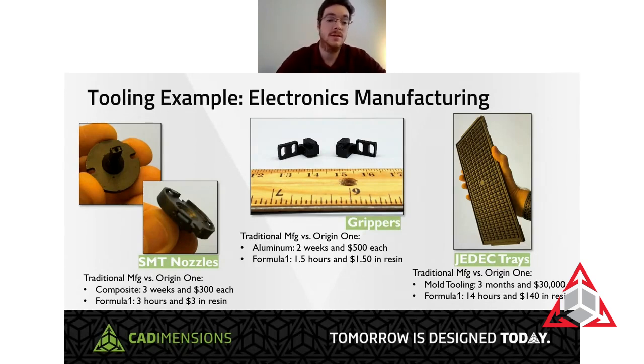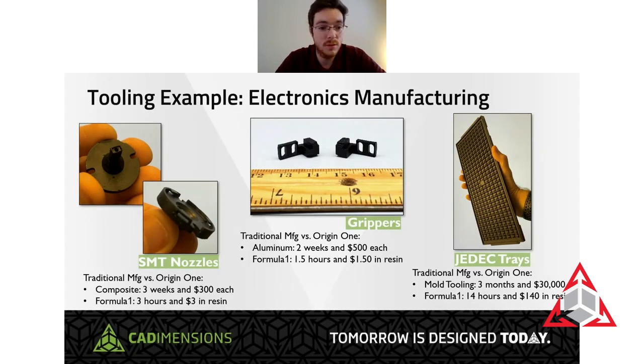But this tray in itself, you can see it's a complex part that you'd probably be spending tens of thousands of dollars on a tool, on a mold, if you were going to injection mold that. But with 3D printing, in 14 hours and $140 in resin, you have your tray.